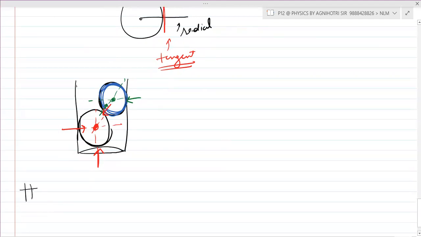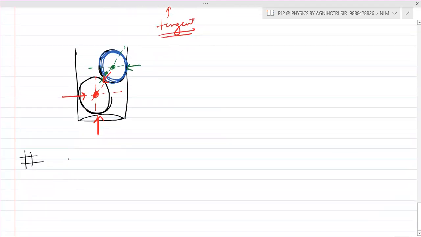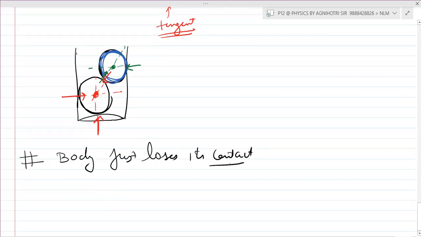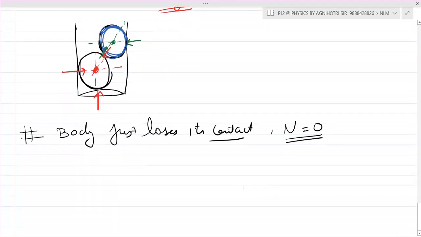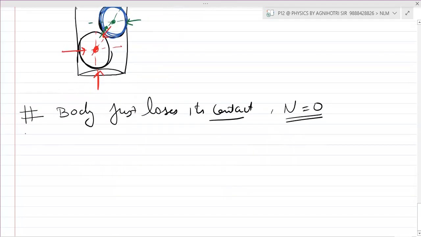Now, one more thing. When we say the body just loses its contact, what is going to happen? Yes, for sure, the normal reaction will become 0. Okay. Now, one more thing. It's very important.